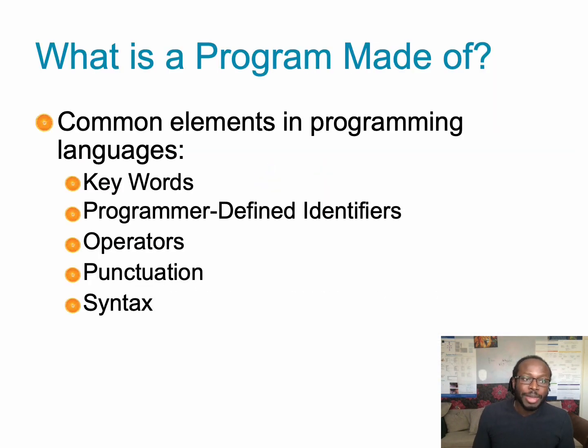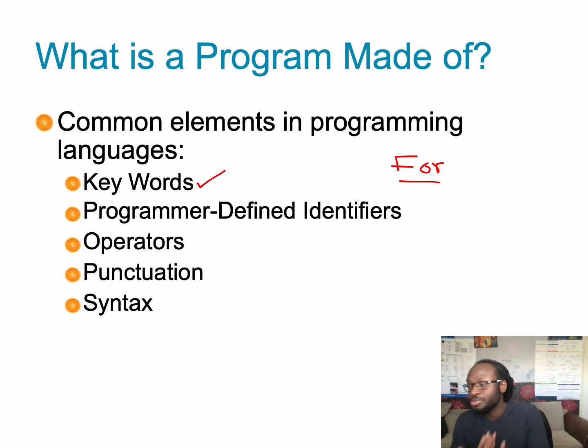So what is a program made of? Common elements of a program: you've got the keywords, the reserved keywords. I just used one keyword earlier, which is for. It's reserved, and the compiler understands it to mean something. So we can't redefine or use our own version of it, and we can't use it as a variable because it's reserved.